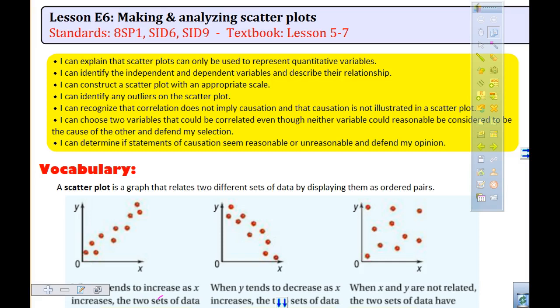I can explain that scatter plots can only be used to represent quantitative variables. I can identify the independent and dependent variables and describe their relationship. I can construct a scatter plot with an appropriate scale.